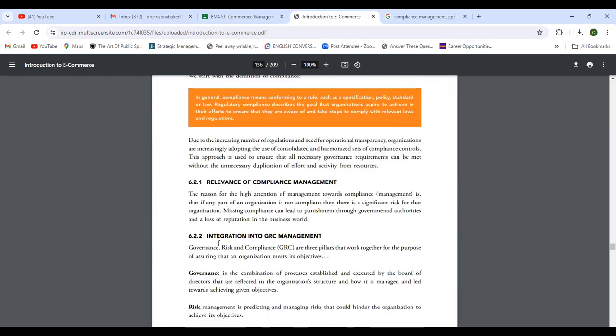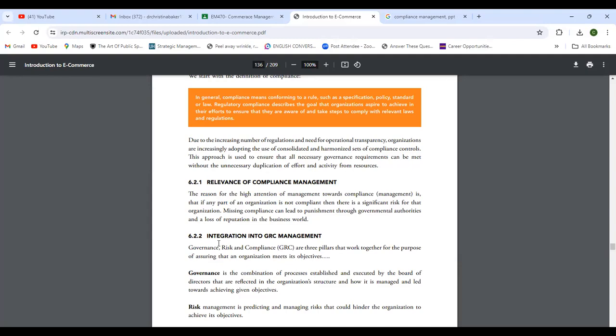We have compliance management. Due to the increasing number of regulations and the need for operational transparency, organizations are increasingly adopting consolidated and harmonized sets of compliance controls. We have the relevance of compliance management. The reason for the high attention of management towards compliance management is that when any part of the organization is not compliant, there is significant risk for our organization. Missing compliance can lead to punishment by governmental authorities and loss of reputation in the business world.